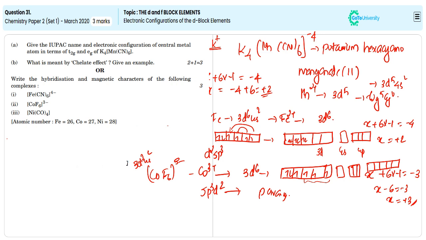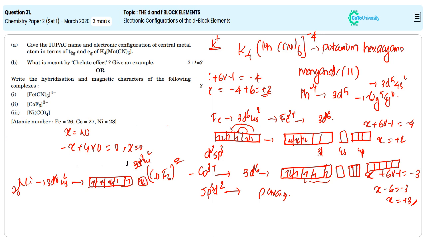Now the third compound, that is [Ni(CO)4]. Here the complex is chargeless. The oxidation state of nickel I am taking as x. Now x plus 4 into 0, as the carbonyl group is 0, equals 0, which means x equals 0 for this Ni(CO)4. The electronic configuration of nickel is 3d8 4s2. In the complex itself they are in the same form. Now we write the box diagram: 8 electrons in 3d and the 4s orbital has 2 electrons.